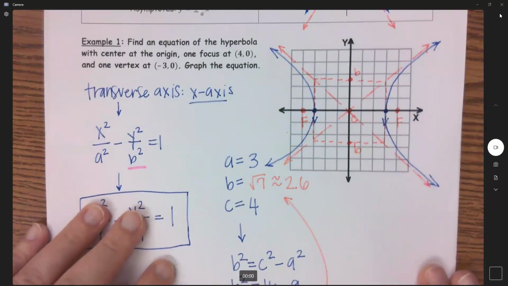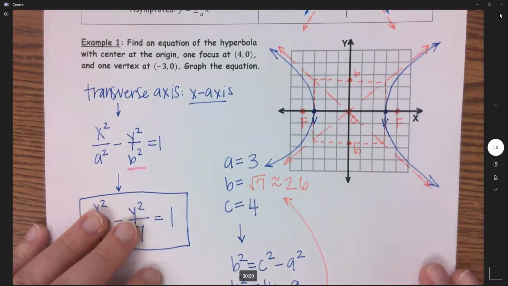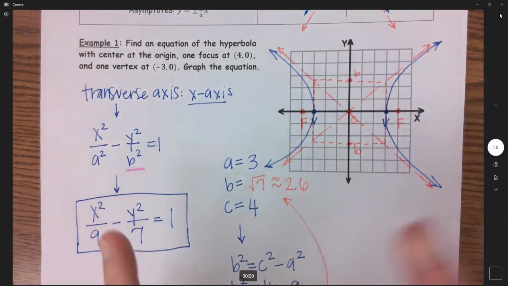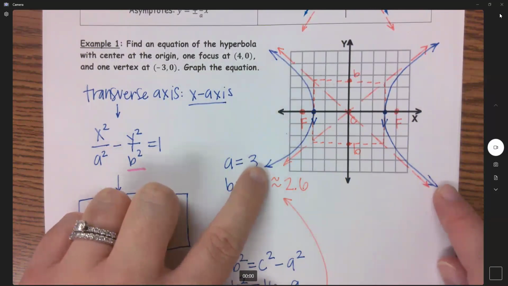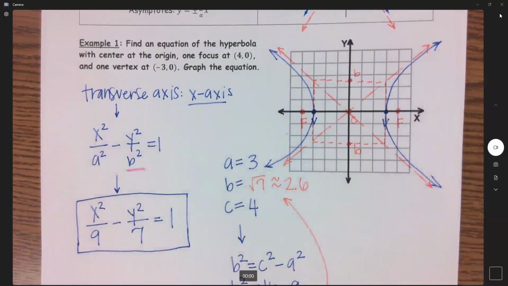So, kind of a messy looking graph. The only part of my graph is what I have graphed in blue. But we do need all of that. We need the box, we need the B's, we need the F's, we need the C. We definitely need the asymptotes.